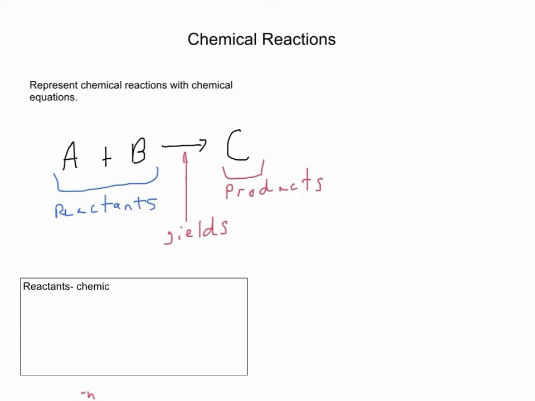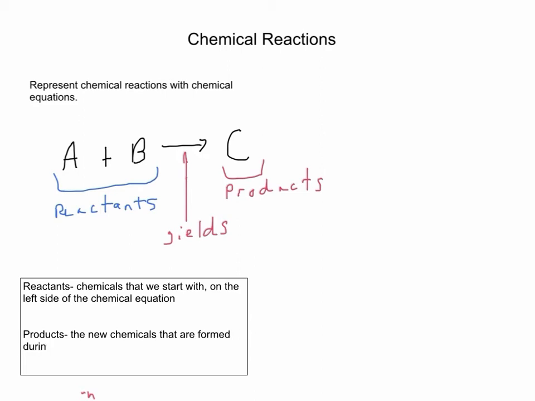So the reactants are the chemicals that we start with, and they are on the left side of the chemical equation. The products are the new chemicals that are formed during the reaction, and these are on the right side of the equation.